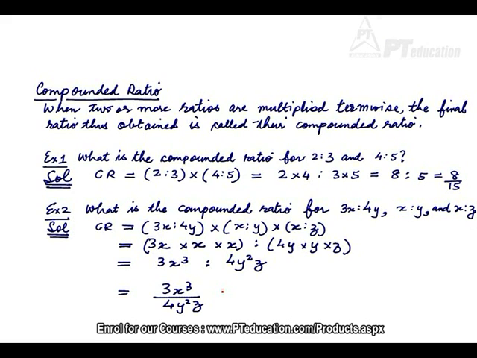The second example, the solution. Let us do it stepwise, as you can see on the screen. 3x is to 4y, into x is to y, into x is to z. So multiply all the antecedents together and multiply all the consequents together. 3x into x into x is to 4y into y into z, which is equal to 3x cube is to 4y square z, which is equal to 3x cube divided by 4y square z.